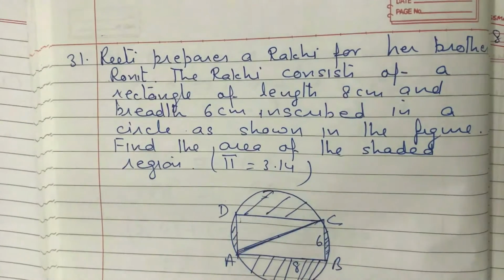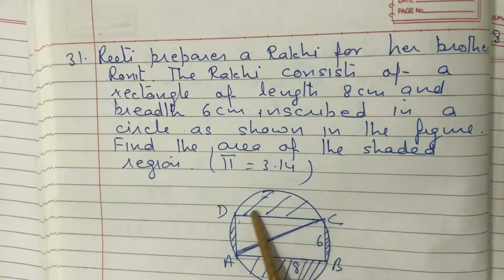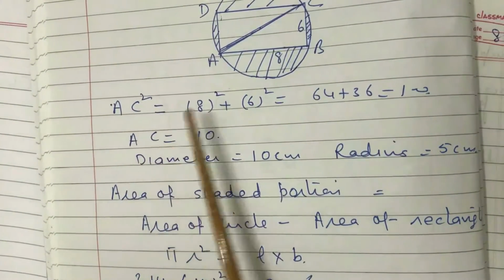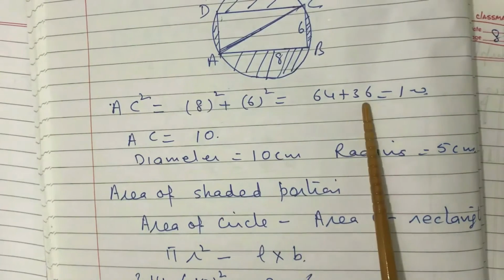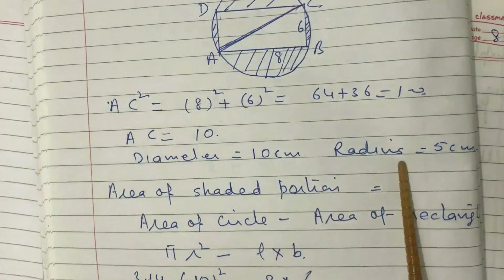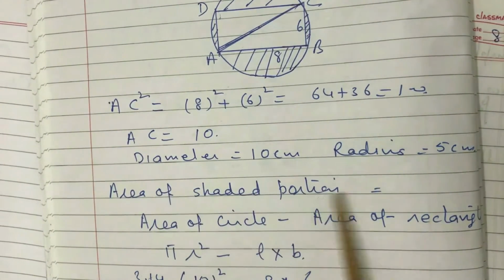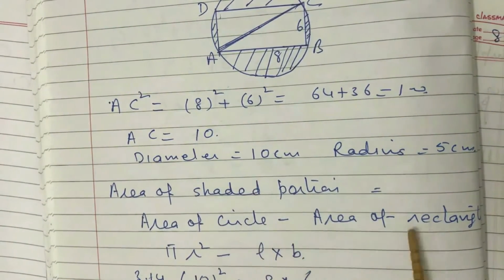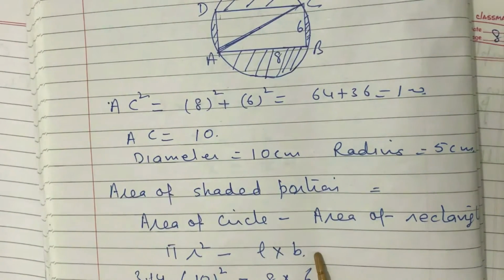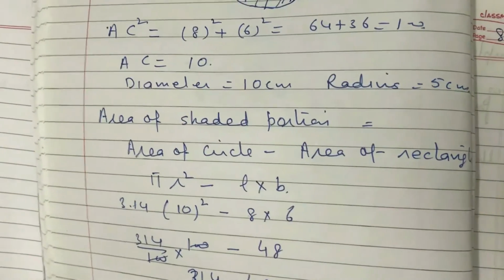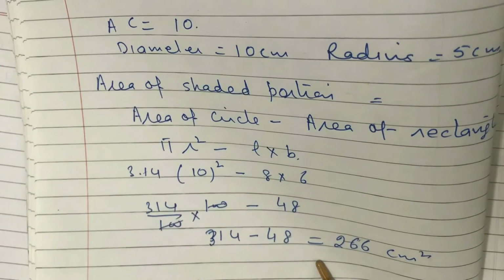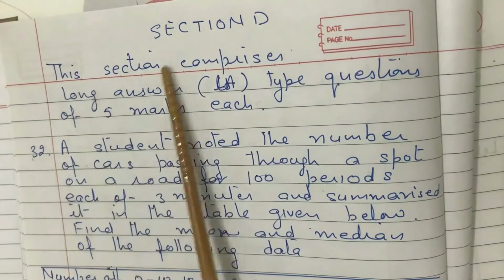Now find the area of the circle minus area of the rectangle. This is what I have written here. AC square is equal to 8 square plus 6 square, that is 64 plus 36, that is 100. So AC is 10. So diameter is 10 centimeter, radius is 5 centimeter. So area of the shaded portion is area of the circle minus area of the rectangle. Area of the circle is pi r square minus length into breadth. Just substitute the values, you will get 314 minus 48, that is 266 centimeter square. That is the answer.